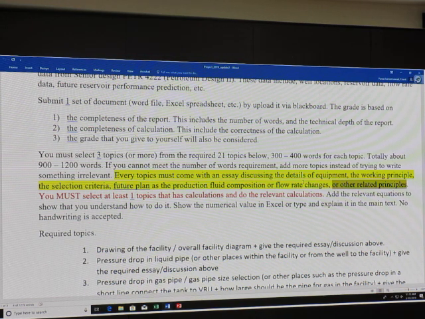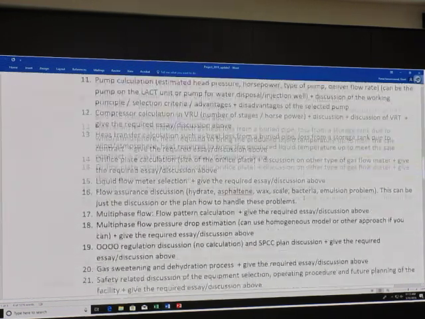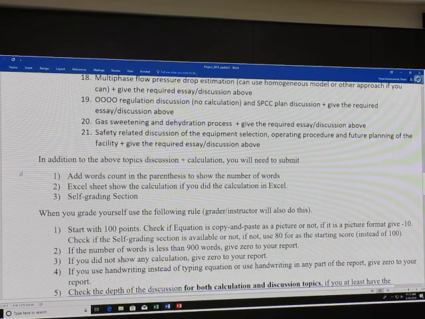Every homework combined is 10%. This one is also 10%. So it has to be clean. Write something to show that you know it. Let's see how JMD will grade it. In addition to your topic discussion and calculation, you will need to submit a word count in parentheses to show the number of words. At the end, you add 900 words, 1,200 words. You may exceed 1,200 words, but I don't want to read too much. Also include the Excel sheet to show your calculation if you did the calculation in Excel.